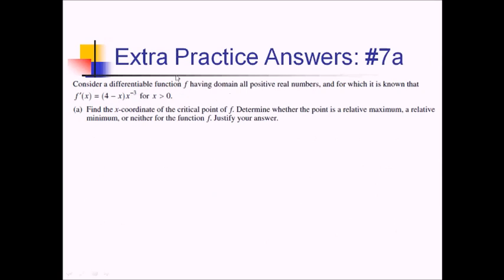For this problem, we're given a differentiable function f, and f's derivative right here, (4 minus x) times x to the negative third, x greater than 0. First part, we want to find the x-coordinate of the critical point of f, so apparently there's only one, and then figure out if it's a max, min, or neither, with justification.